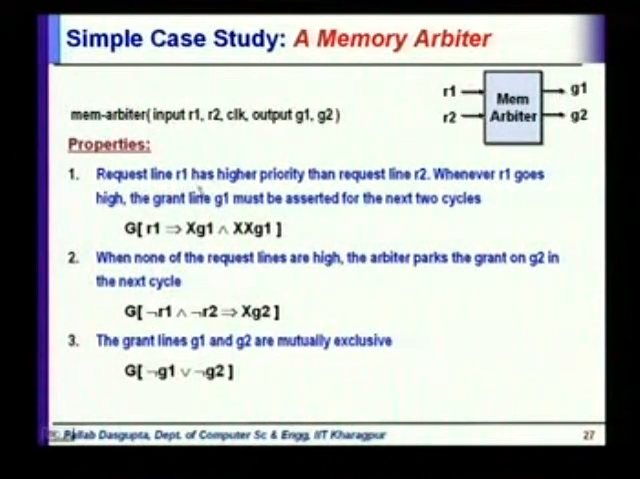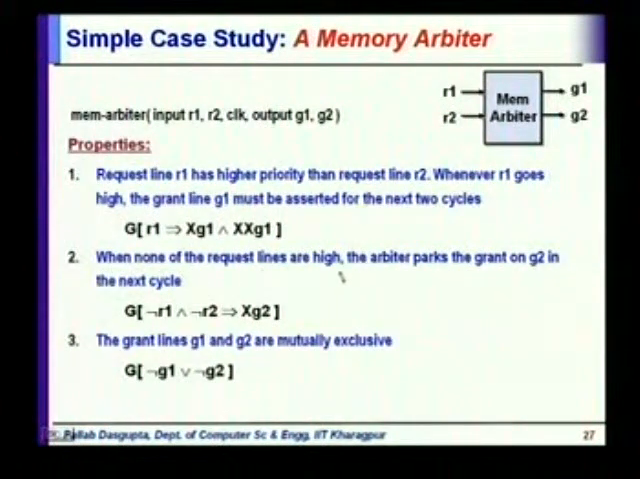The request line R1 has higher priority than request line R2. Whenever R1 goes high, the grant line G1 must be asserted for the next 2 cycles. So we are assuming that the high priority request requires 2 cycles to perform its transfer. So the grant should be high for at least 2 cycles. So we write that in LTL as always R1 implies next G1 and next G1.